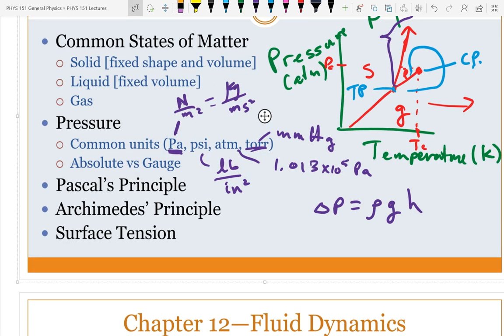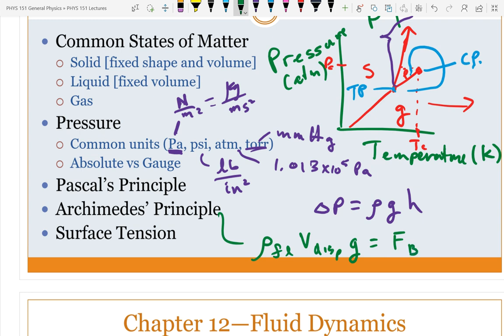Archimedes' principle had to do with floating. For Archimedes' principle, we had the weight of the fluid that is displaced, so that's density of the fluid times volume displaced times g, that's the weight of the fluid displaced, is equal to the buoyant force. So that was Archimedes' principle. And based on that principle, we could show that less dense things float on more dense things.